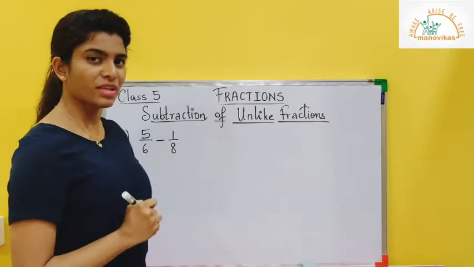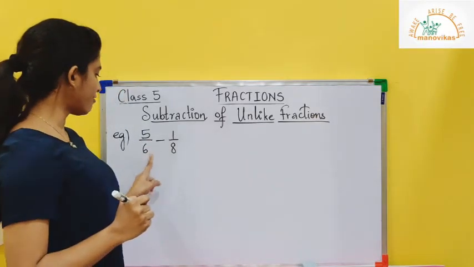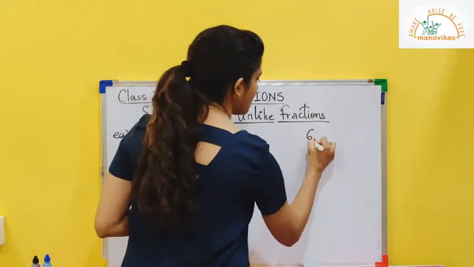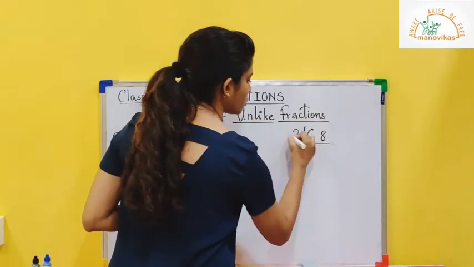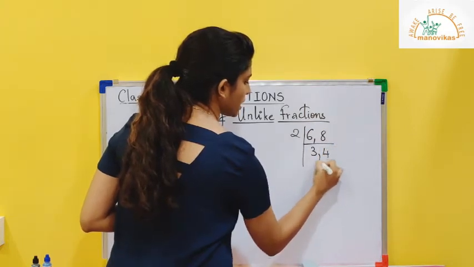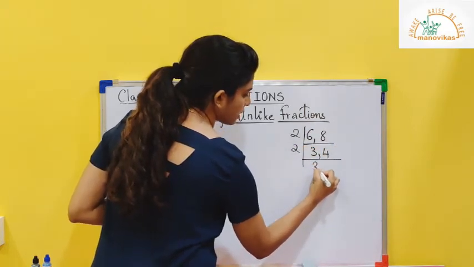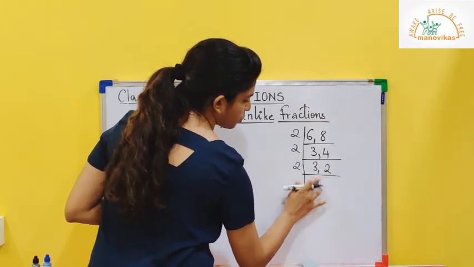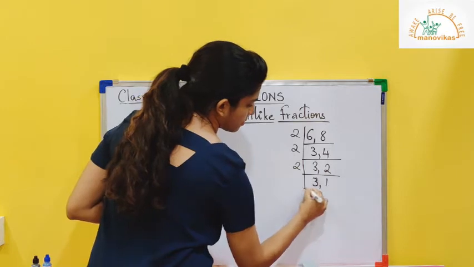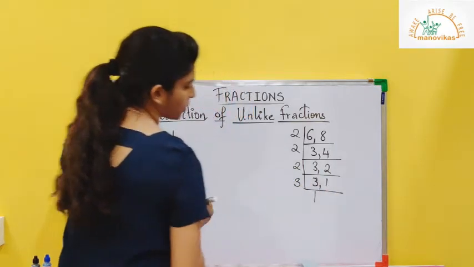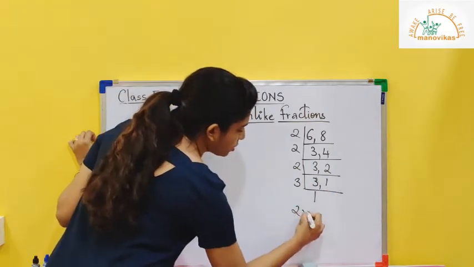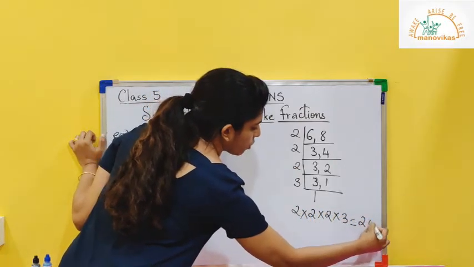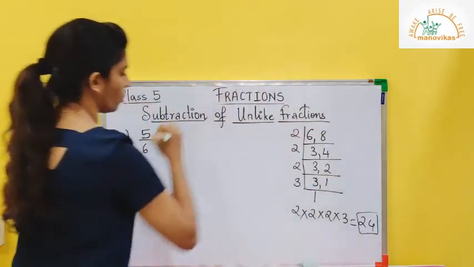Let's learn to do subtraction of unlike fractions. There are two unlike fractions and we have to do the subtraction. So first we will find the LCM. 2 3s are 6, 2 4s are 8. Bring 3 down. 2 2s are 4. 2 1s are 2, and 3 1s are 3. So what do you get? You get 2 into 2, 4 into 2, 8 into 3, 24. So the LCM here is 24.